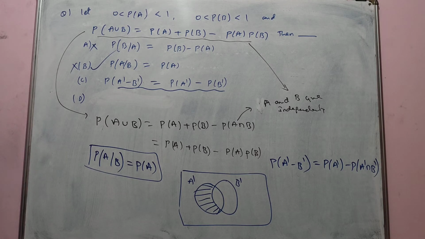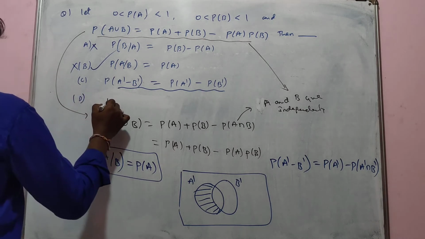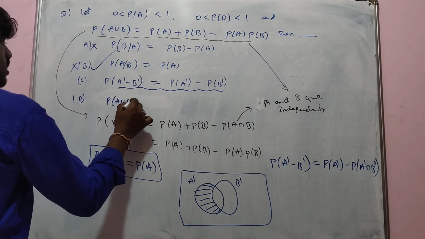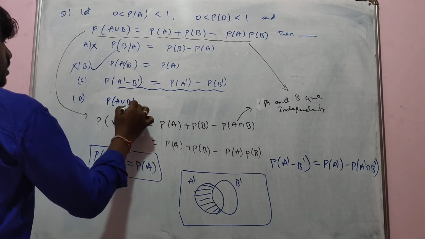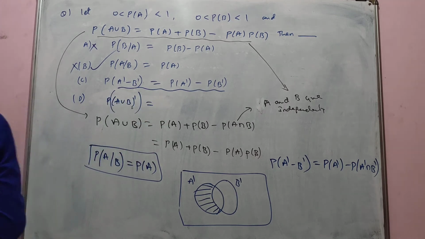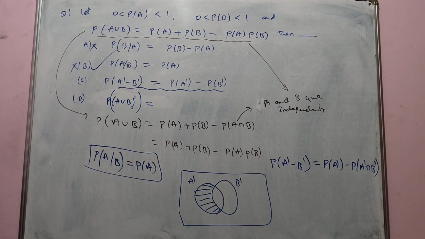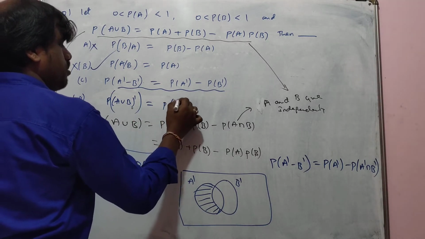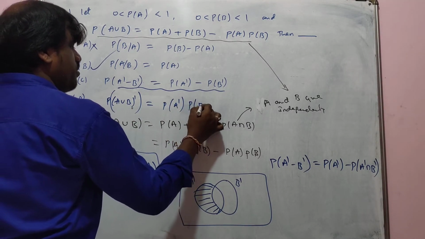The other option is probability of A union B dash. Okay, probability of A union B dash is equal to, they given option B, probability of A union B dash is equal to probability of A dash into probability of B dash. They gave this: probability of A dash into probability of B dash.